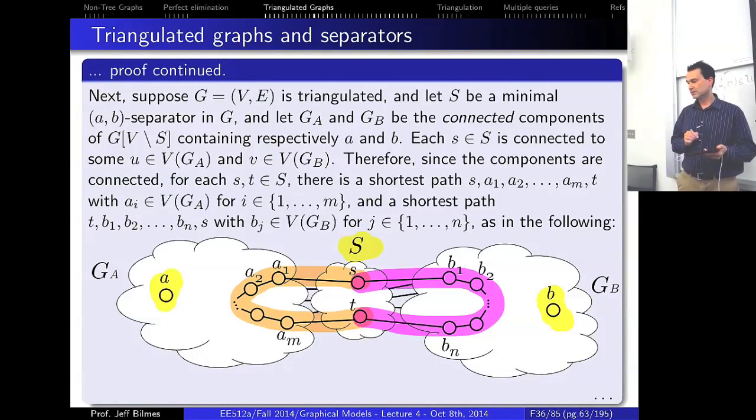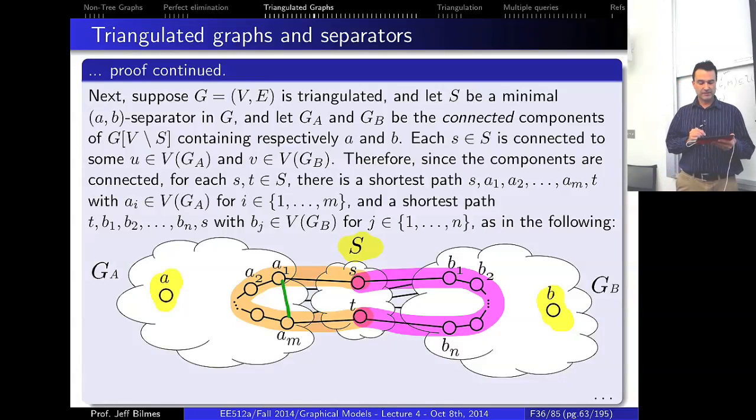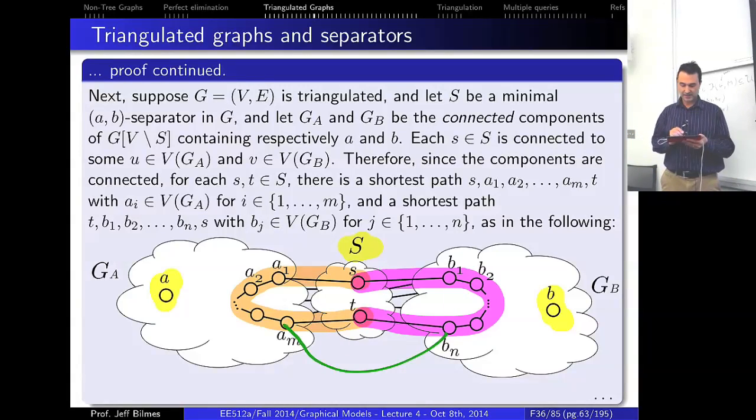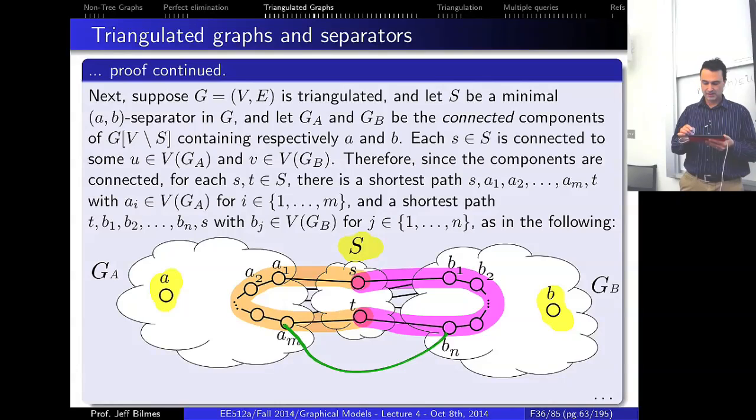Right? So let me ask you this. Why can't there be this edge here? If there was that edge, then that wouldn't be the shortest path, right? So that means that none of the A1 through AM can have any other edge other than the ones that are adjacent along that path. Similarly, this can't exist as well, for the same reason. It's the shortest possible path. Similarly, this can't exist as well. Why? That would violate the fact that it's a separator, right?